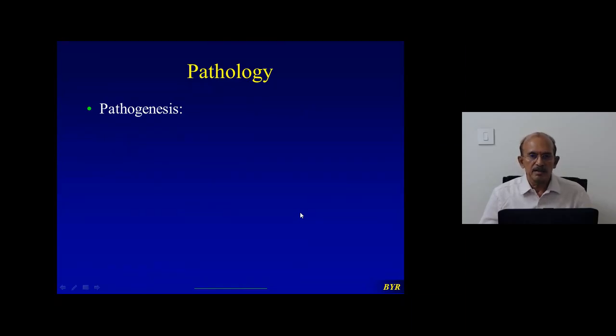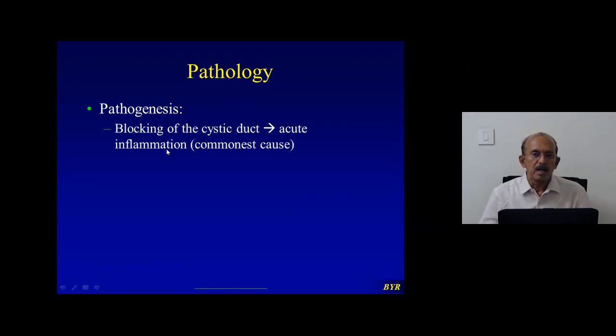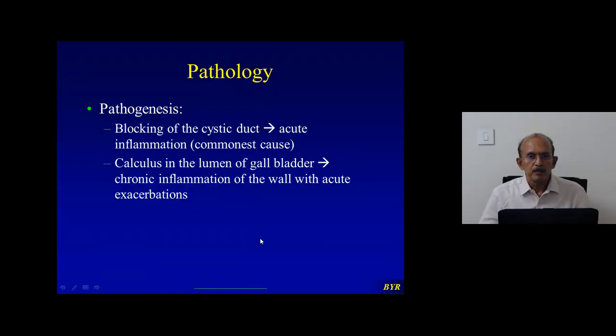Acute cholecystitis. What is the pathogenesis? Commonly, if the stone in the gallbladder comes and blocks the cystic duct, then that produces retention of bile in the gallbladder and causes inflammation followed by infection of the gallbladder. So this is the commonest cause. Rarely, calculus in the lumen of the gallbladder can cause chronic inflammation of the wall with acute exacerbations now and then.